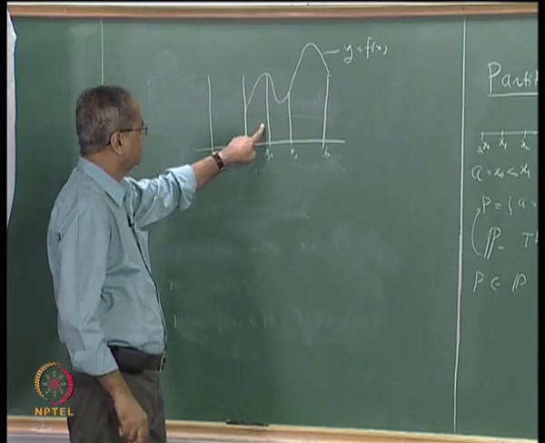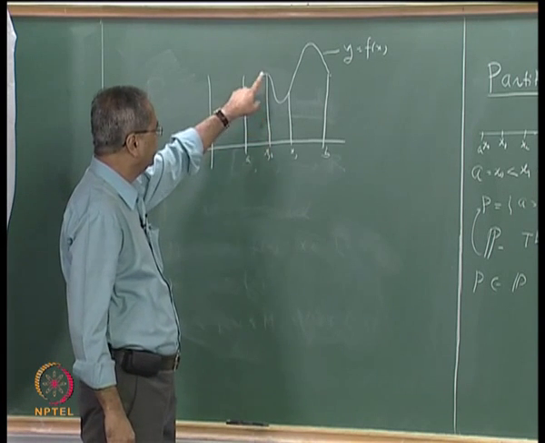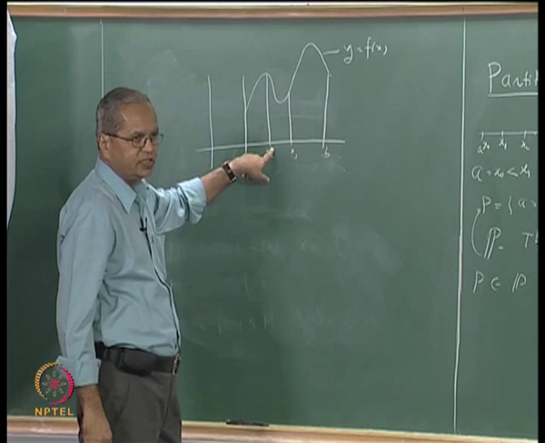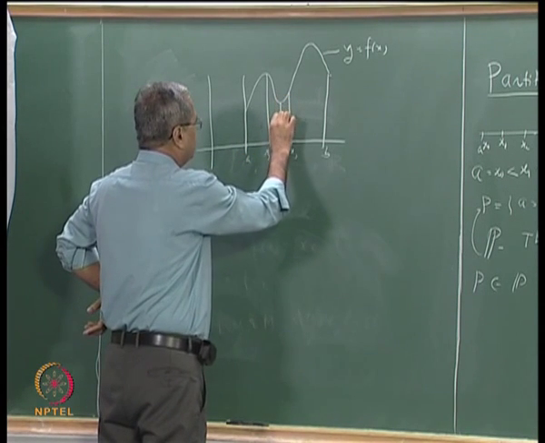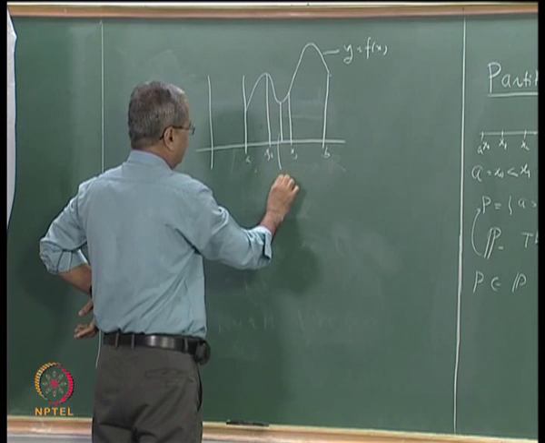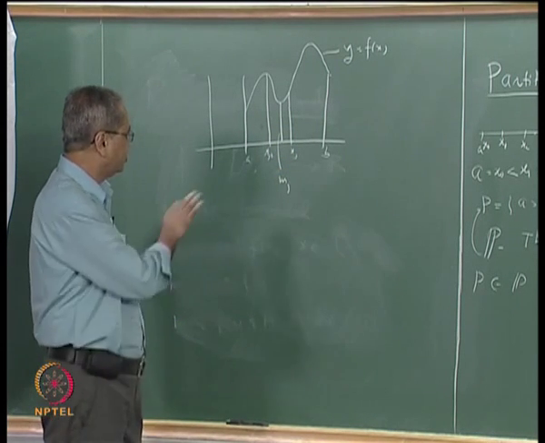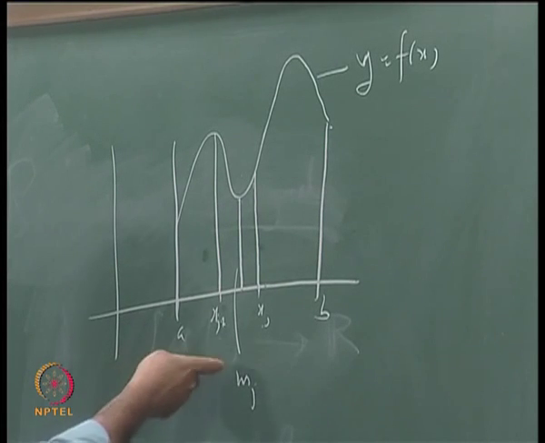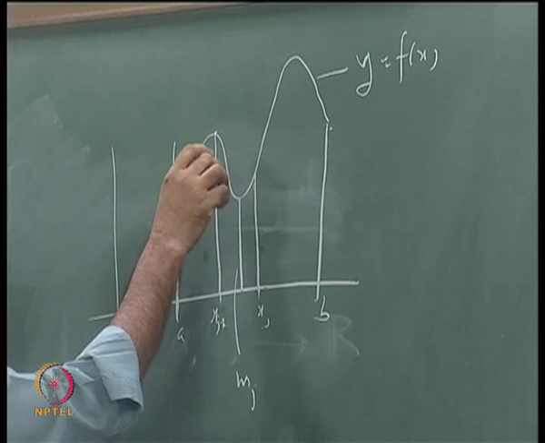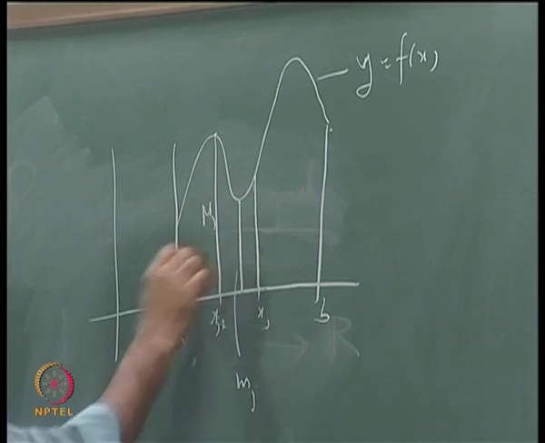Now what is small m suffix j? Small m suffix j is the minimum value of f in the interval xj minus 1 to xj. So let us say that will occur here. So this is small m suffix j. And what is big M suffix j? That is the biggest possible value of f in the interval xj minus 1 to xj. So for example in this case it will occur here. Okay. So this will be big M suffix j and this will be small m suffix j.